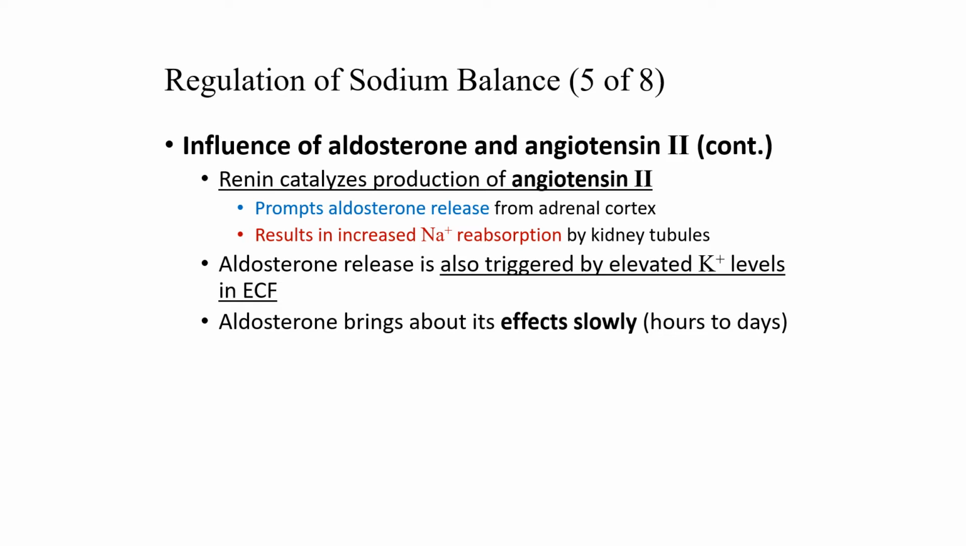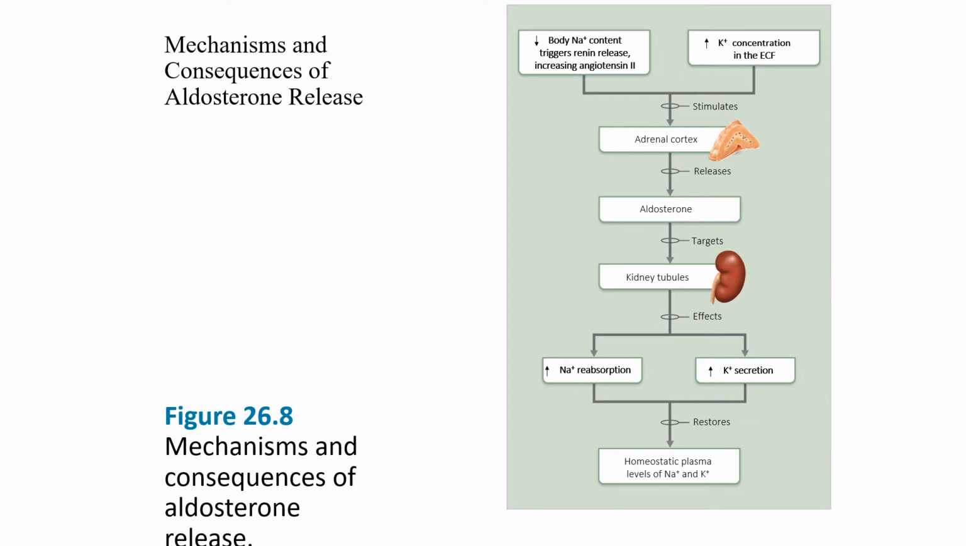Aldosterone release can also be triggered by increased potassium levels in the extracellular fluid. Now, aldosterone is going to take hours to days to get things back into balance, whereas angiotensin 2 works pretty fast in prompting aldosterone release. So here is the chart that shows you how everything works. And notice that if sodium is being reabsorbed, potassium is being secreted. And what this does is bring sodium potassium levels back into balance.